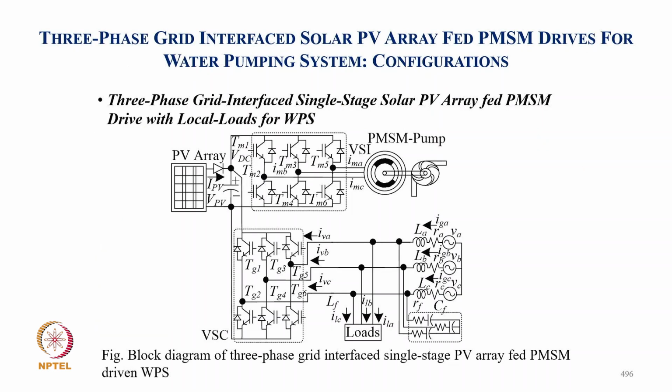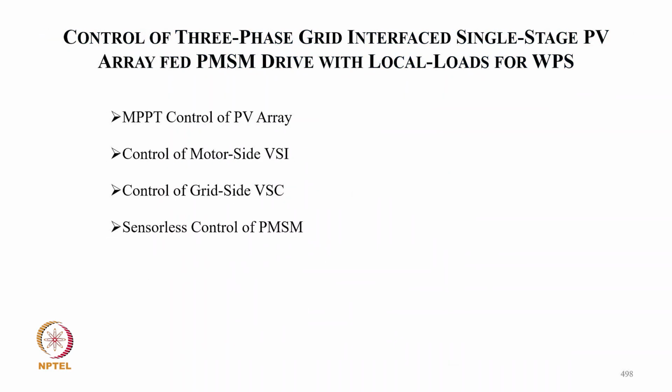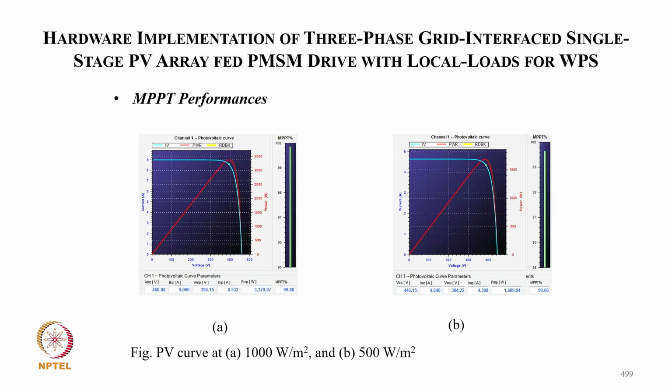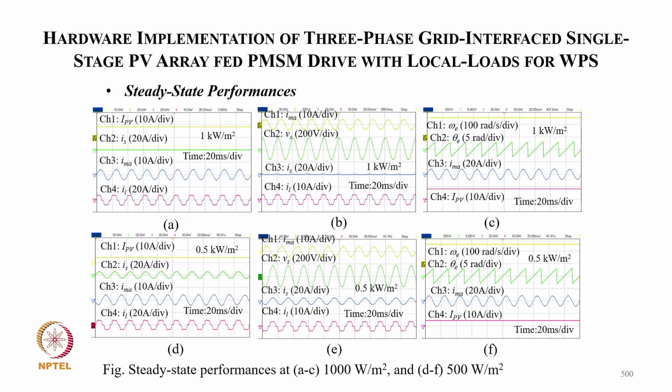So now the another case is when we have a single stage system of the PV array. So here we have to control the converter so that it does the MPPT. So this is the MPPT performance at 1000 and 500 watt per meter square. And here you can see the PV current, grid current is not there, and the motor voltage and load current, and accordingly position as well as motor current, PV current and speed.